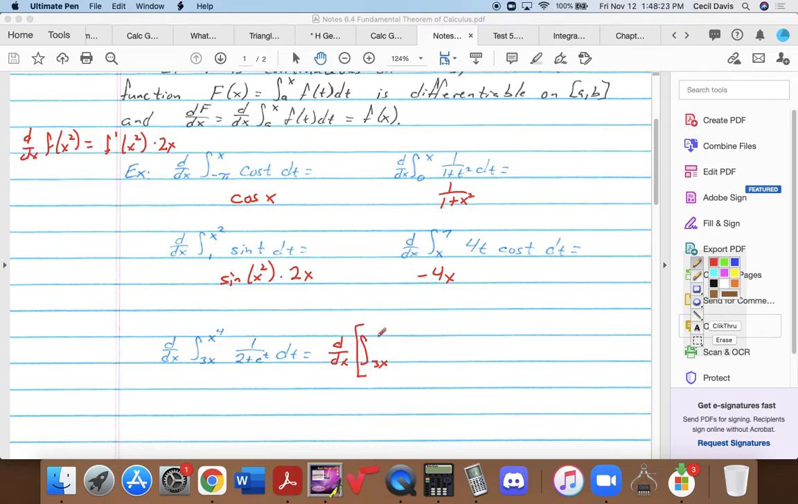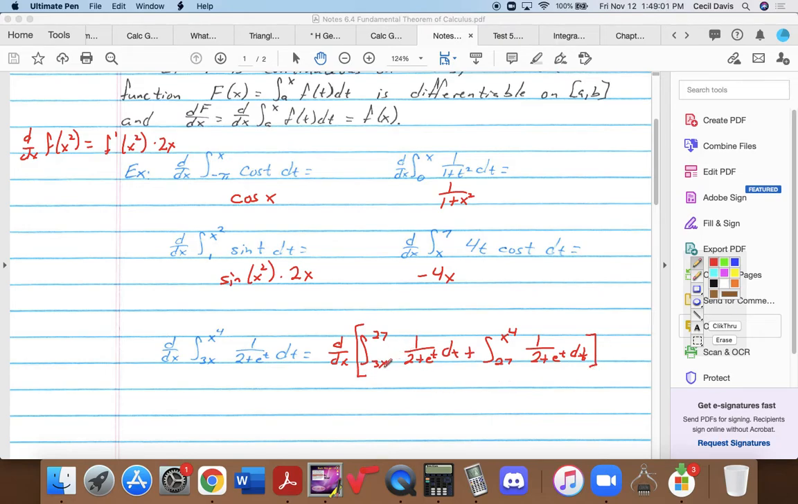Pick a constant. It doesn't really matter. I'm going to pick 27. Okay, I did say pick a constant, so 27 it is. Is that going to get messy? Nope. 27, 1 over 2 plus e to the t dt, plus the integral from 27 to x to the fourth of 1 over 2 plus e to the t dt.